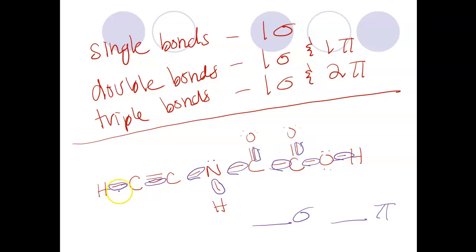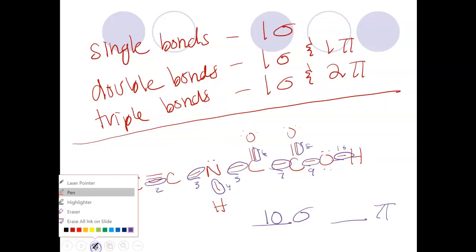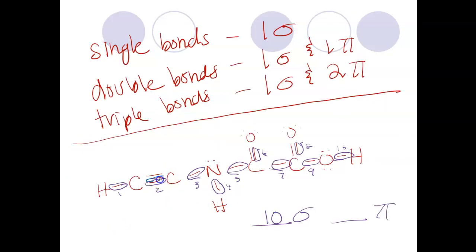Sigma bonds: 1, 2, 3, 4, 5, 6, 7, 8, 9, 10. Pi bonds: 1, 2, 3, 4. So we have 10 sigma bonds and 4 pi bonds.